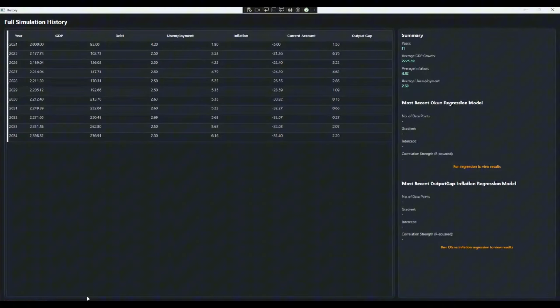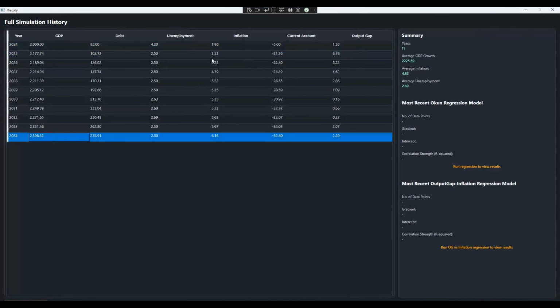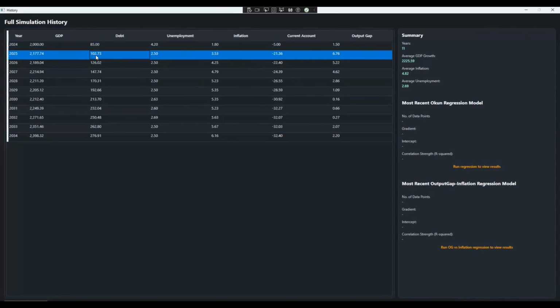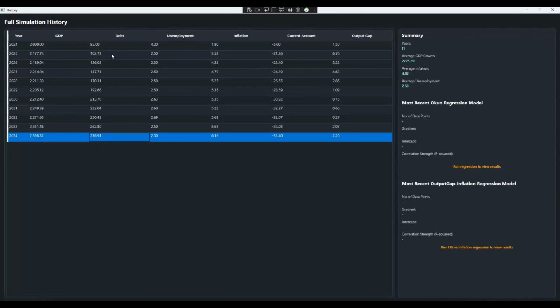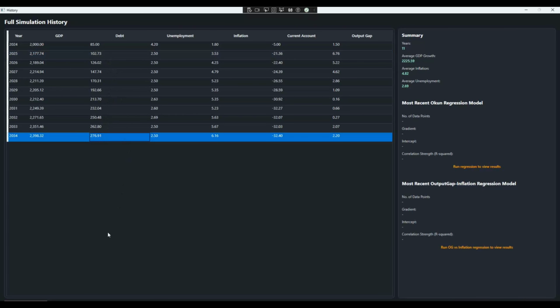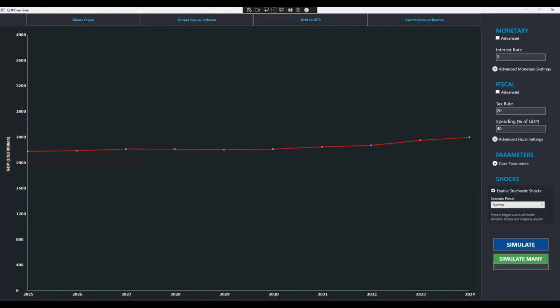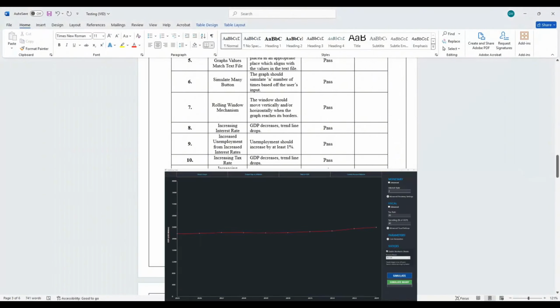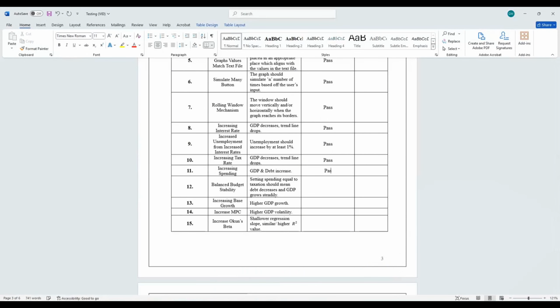Looking at the analysis tab, we can see a growth in GDP from 2.1 to 2.3, which is steady growth rates, and from debt, we've gone from 102 to 276, so more than doubled over the 10-year period, which indicates a strong growth in debt, which is what we expected to see. Hence, we can mark test 11 as a pass.